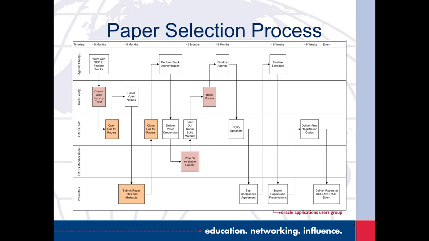About 8 months before the conference, we open the call for papers, and that process is currently underway. The paper call is open until October 10th, and I'll talk a little bit more about that as we move forward. We've also just completed our process to solicit voter names. Our paper voters were pulled from our entire user-based community. Multiple emails and broadcasts and informational solicitations went out to our entire user base asking for people to sign up to vote on OAUG papers.